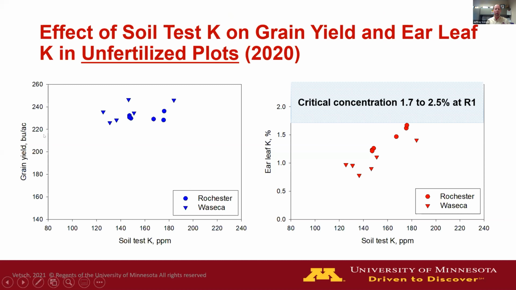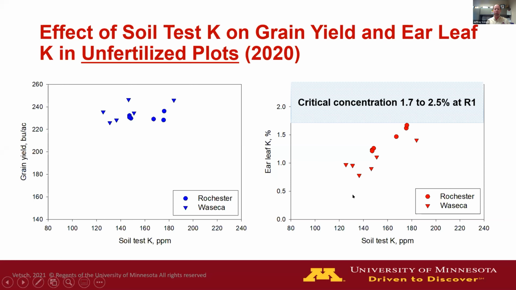So here on the left, we have grain yield on the y-axis and soil test on the x-axis. The circles are the Rochester sites, and you can see we had a range in soil test levels from about 145 up to about 175, and there's really no difference in yield across those soil test levels in those unfertilized plots. At Waseca, the triangles, you see there's a trend towards some of these lower soil test levels, less than 130, having somewhat lower yields, and it gets a little bit better when we get up into the higher soil test levels.